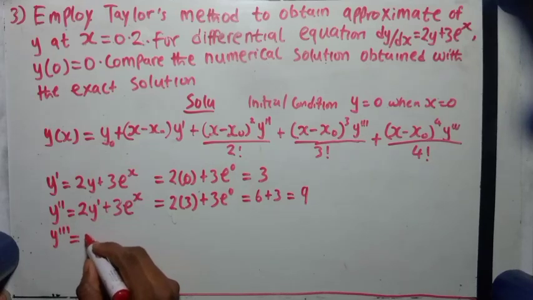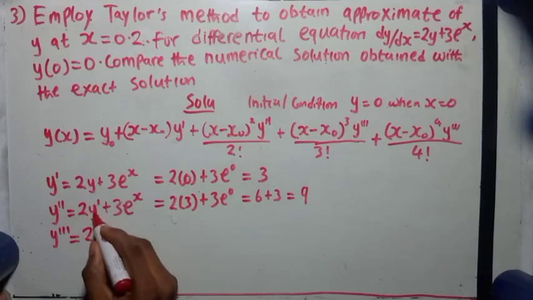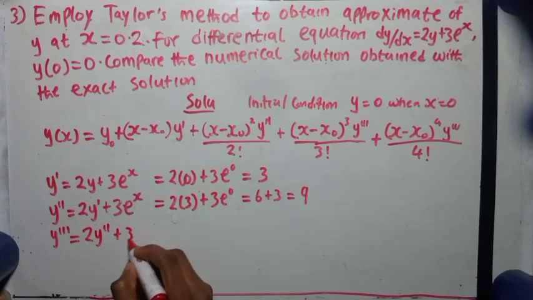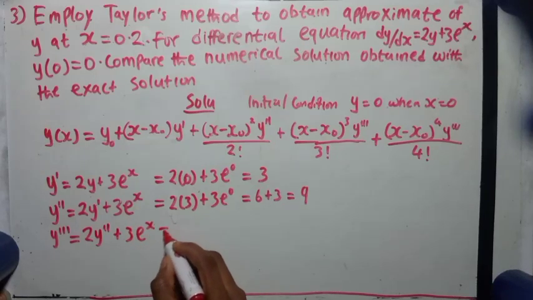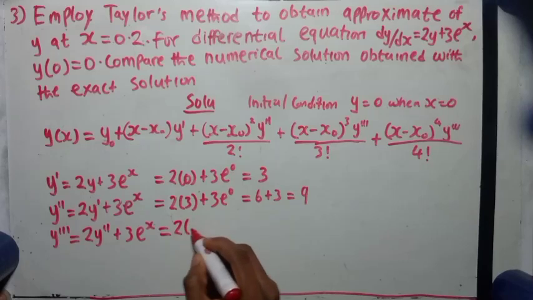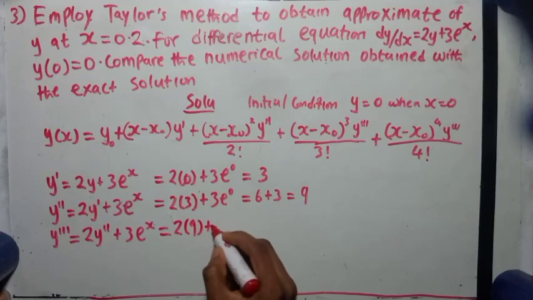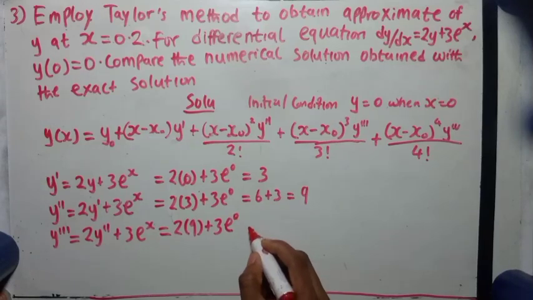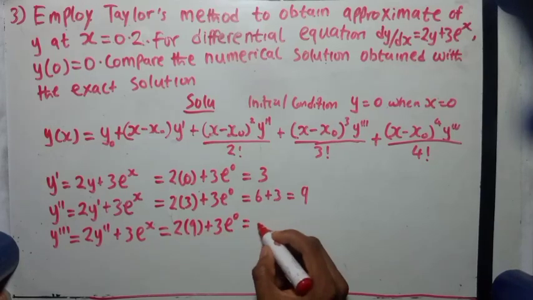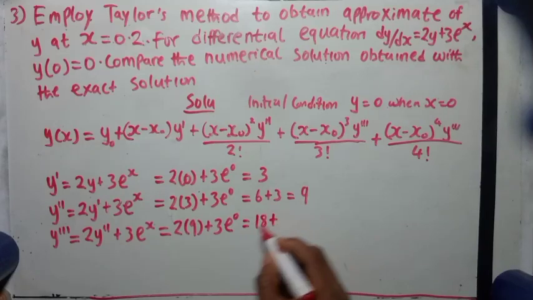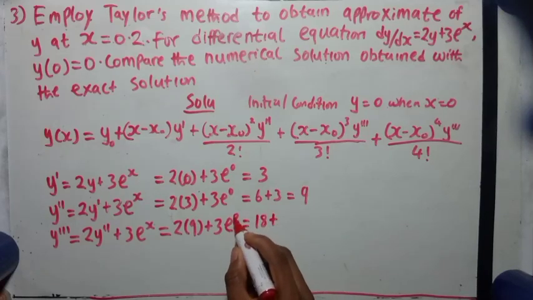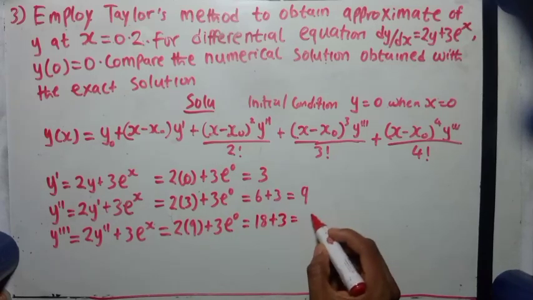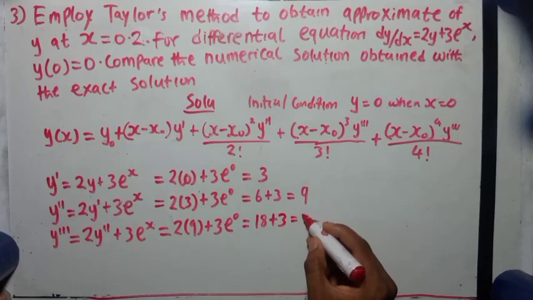To the third derivative, we differentiate this again with respect to x and get 2y double prime plus 3 exponential x. In our values, we have 2 multiplied by 9 plus 3 exponential raised to power 0. Our 2 times 9 is 18, and anything raised to power 0 is 1, which is 1 times 3, which is 3. So our answer is 21.